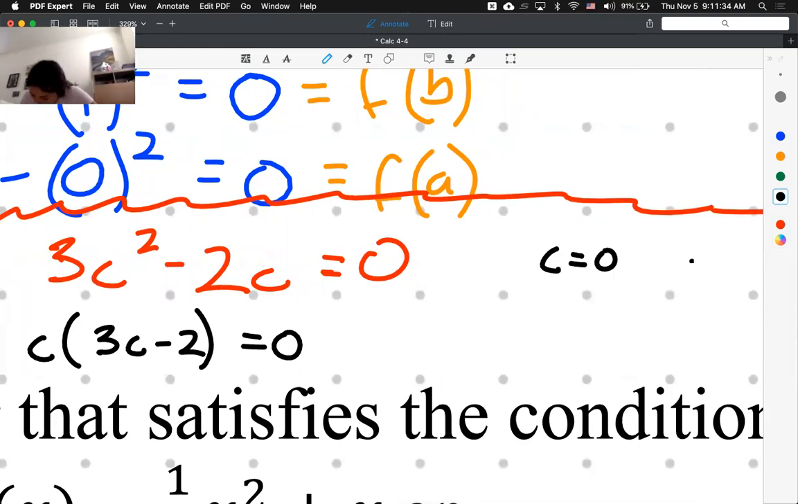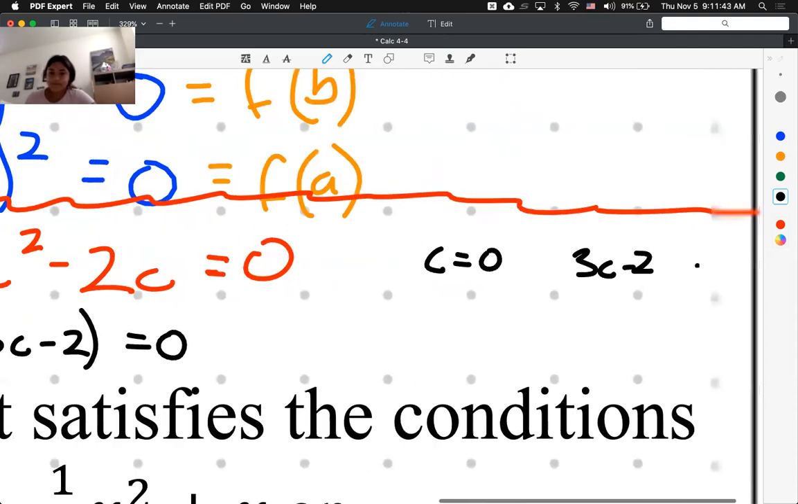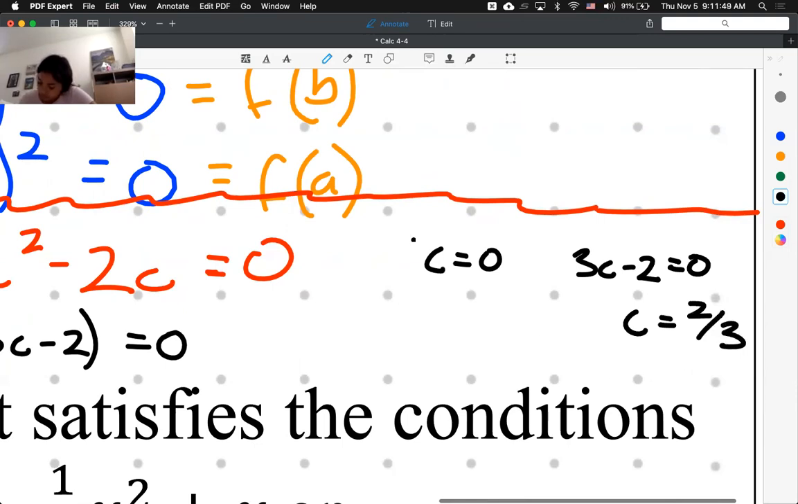You did it all in your head. Perfect. And we're there now. Let me write out the steps that you did to get that. You also did 3C minus 2 is equal to 0. And then you did the math in your head and you said C is equal to 2/3. Beautiful. Nice. And those are our two answers.